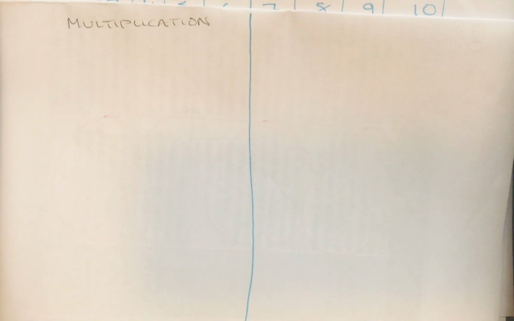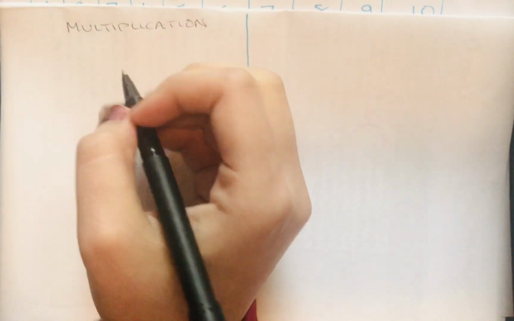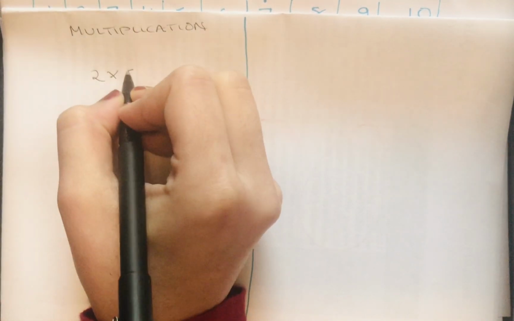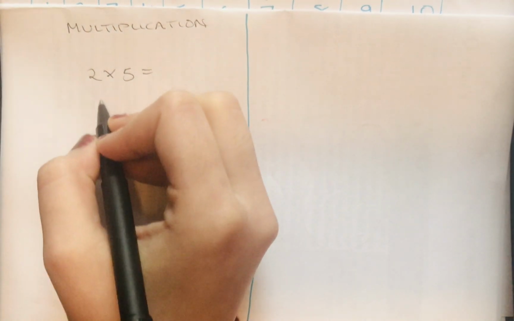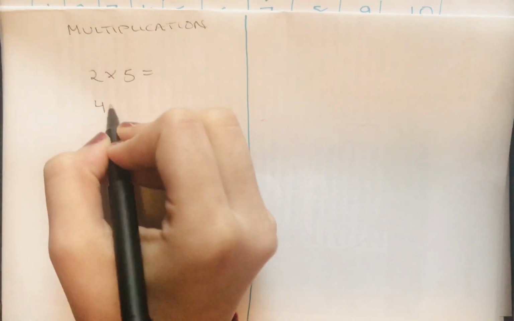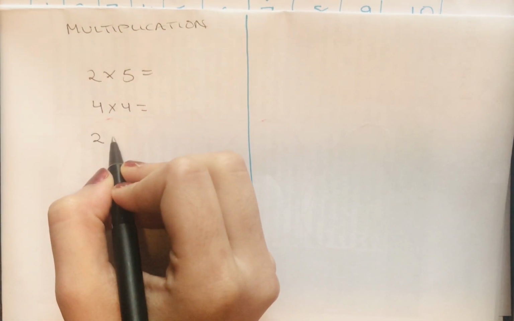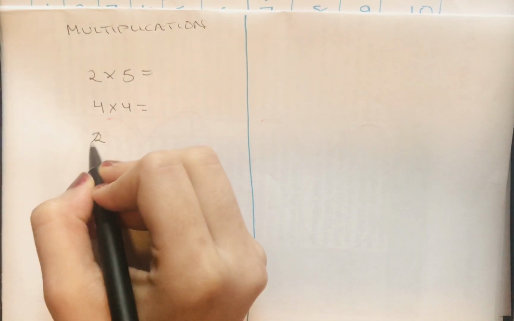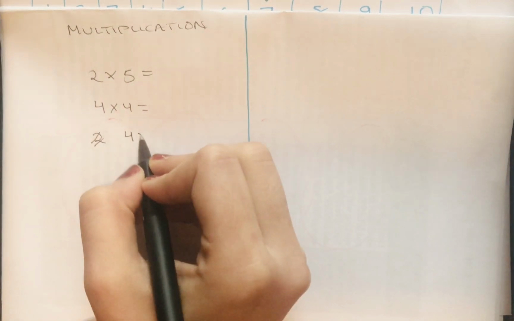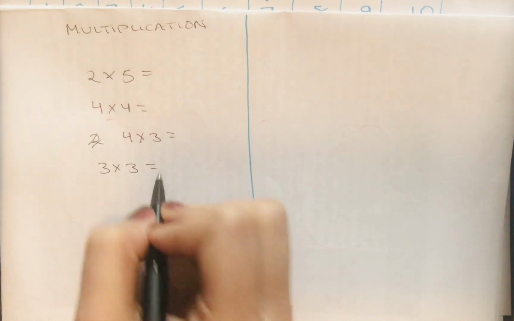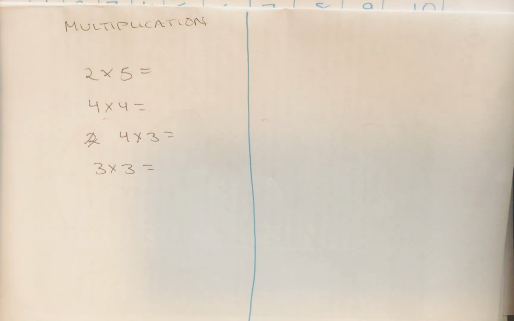Now let's look at some examples. Our first example is 2 times 5. Our next example is 4 times 4. Then let's take 4 times 3 and 3 times 3. So let's begin.